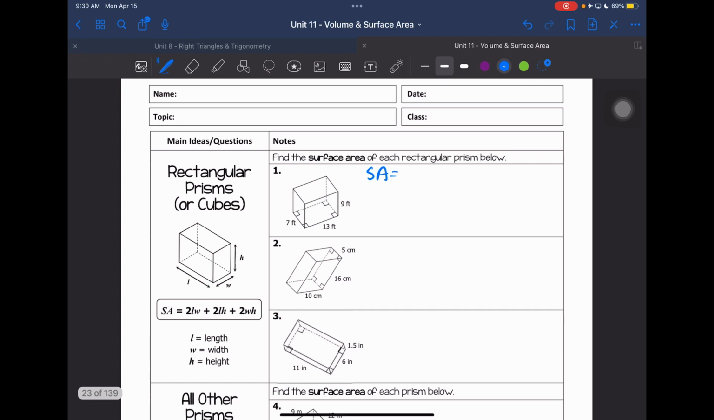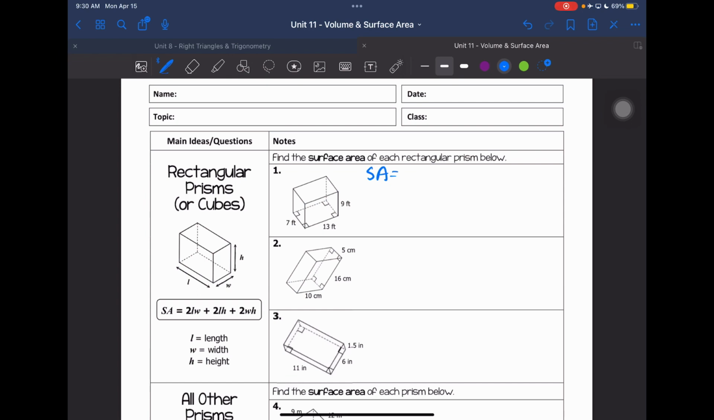Cubes would also count as a rectangular prism. A square base creates a cube, and that is technically a rectangular prism too, because a square is technically a rectangle. So let's look at number 1.